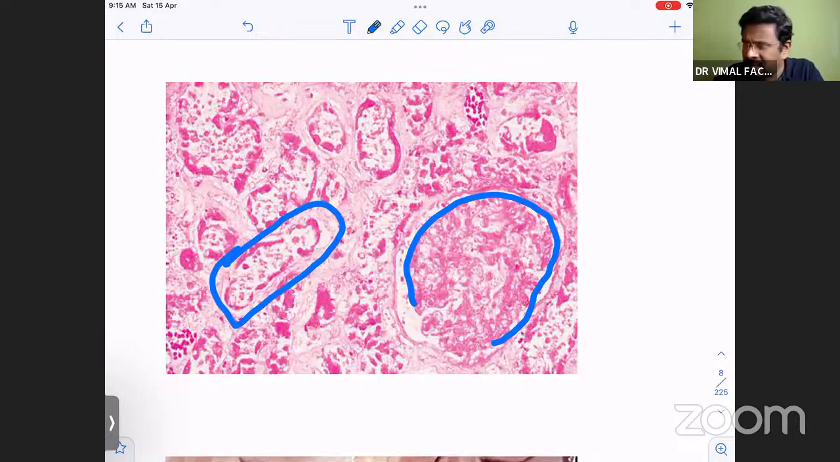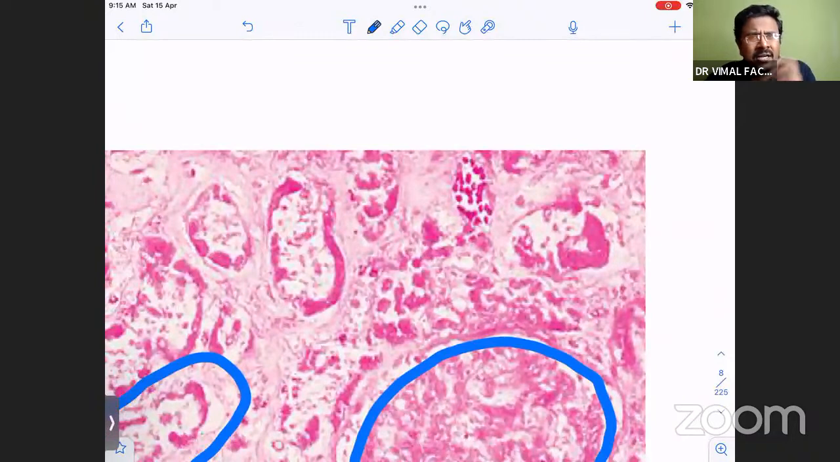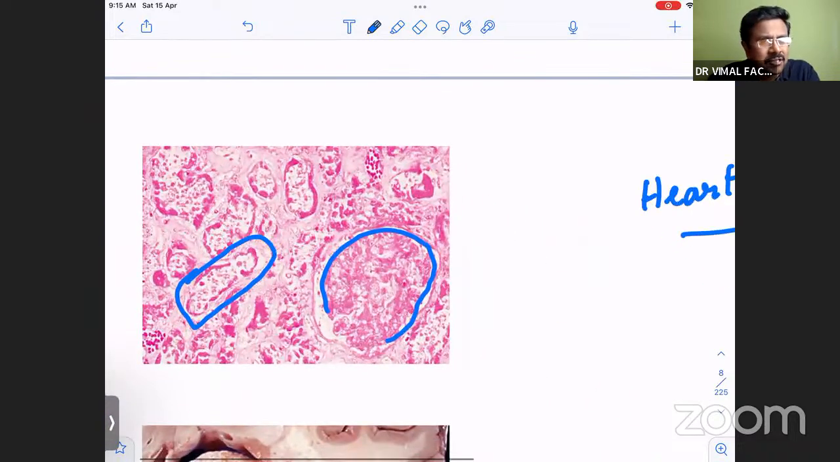But if you look carefully, you are not able to see the inner nuclear details. You cannot see whether the nucleus is there or how the cytoplasm is. You can see only the outer architecture, but the inner nuclear details are lost. What is this type of appearance in coagulative necrosis commonly called?